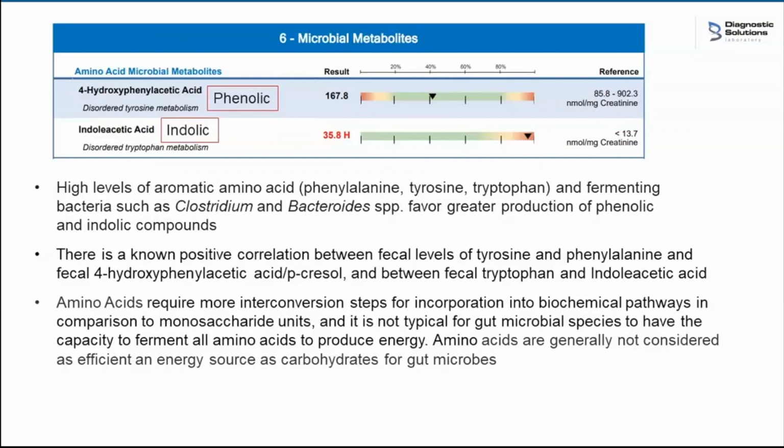Amino acids are going to require more interconversion steps for incorporation into biochemical pathways in comparison to monosaccharide units, or carbohydrates. And it's not typical for the gut microbiota species to have the capacity to ferment all the amino acids. So amino acids are not generally considered as efficient an energy source for gut microbes as carbohydrates. So it's no surprise that gut microbes prefer carbohydrate.